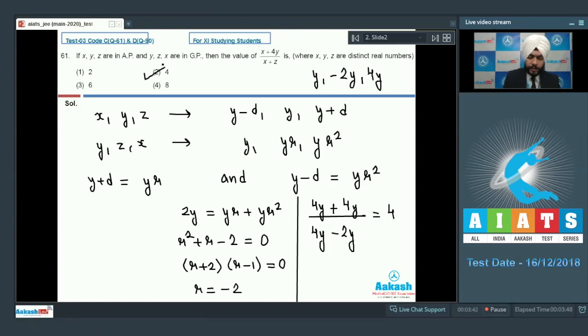Option number 2 satisfies. So it is a little bit of lengthy question, but if you choose the approach smartly, it will be very easily done. Okay, let us move on to 62.